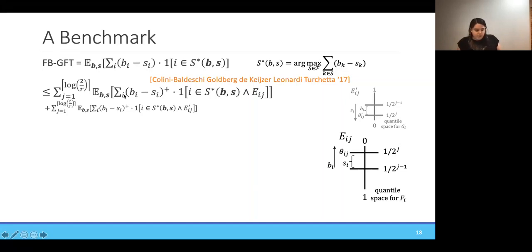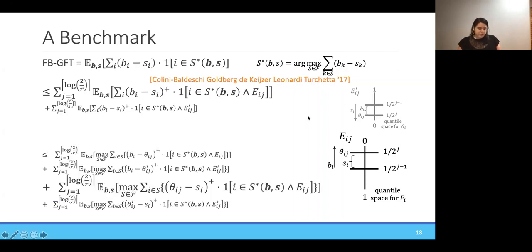And we can split into both the buyer's quantile space and the seller's quantile space. Is that clear? Is the event clear? Okay. So from there, we can then split this into just the buyer's value minus this theta, and then the theta minus the seller's value. So I've just split up this B_i minus S_i.